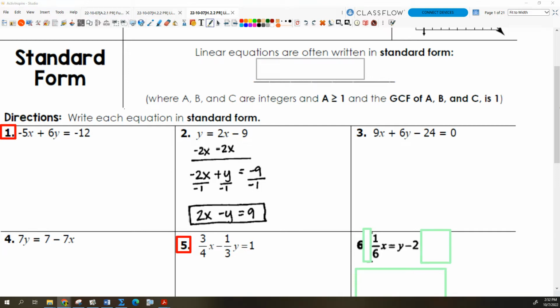So there are three different forms in which we can write linear equations. One of them, why don't we click them all closed? Click all the Chromebooks closed and everybody focus up here.